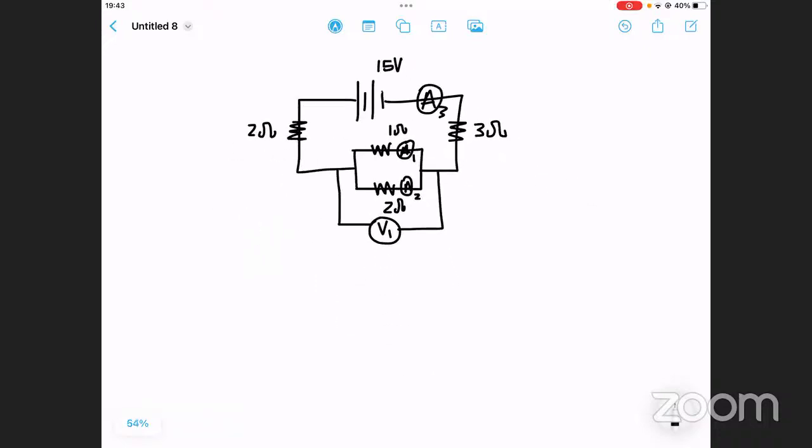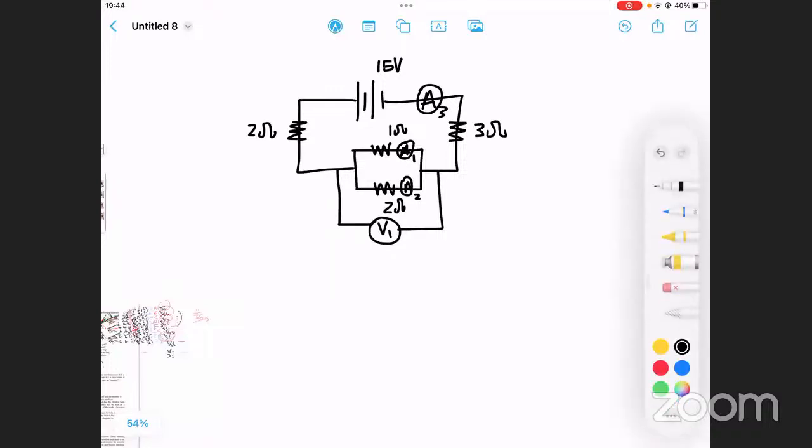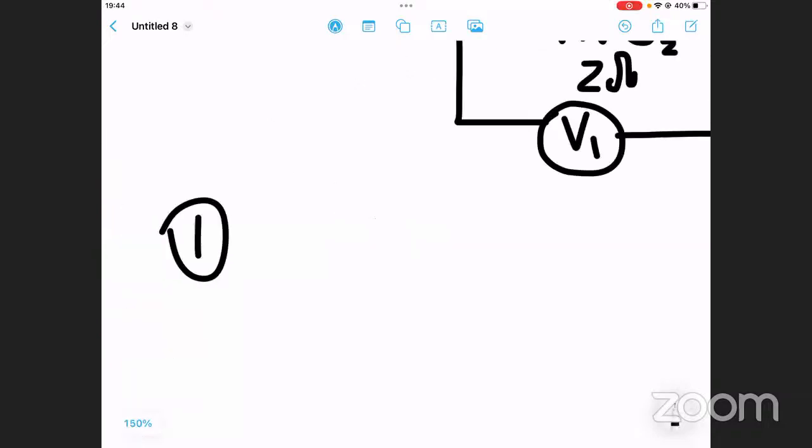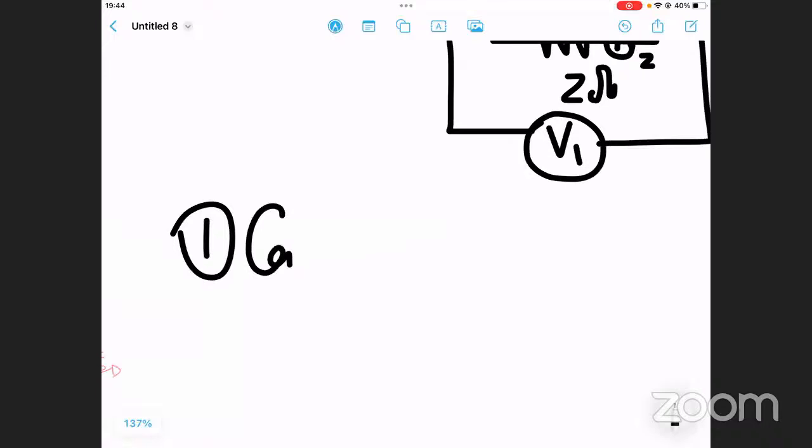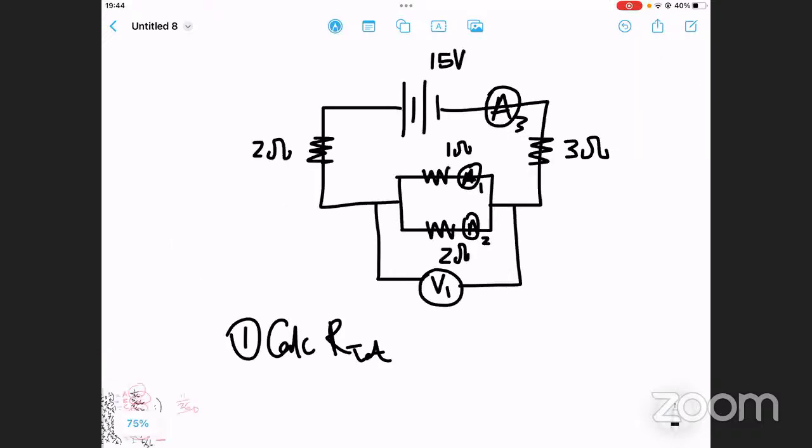So the first question was: calculate R total. Number one, it was saying calculate R total, R total being the total resistance of the circuit. You've already done this. What we haven't gone through is the corrections.